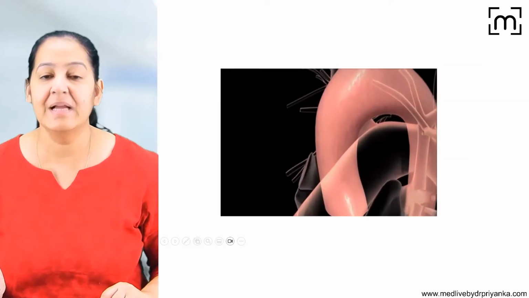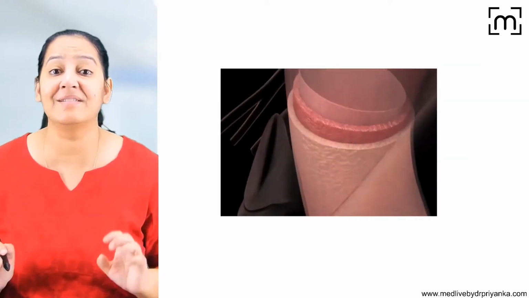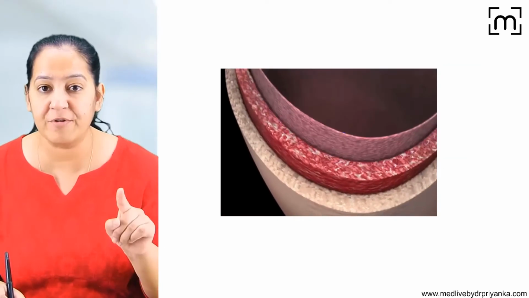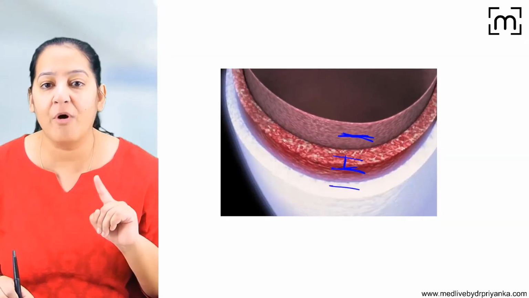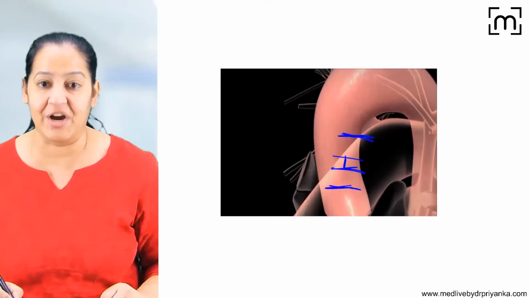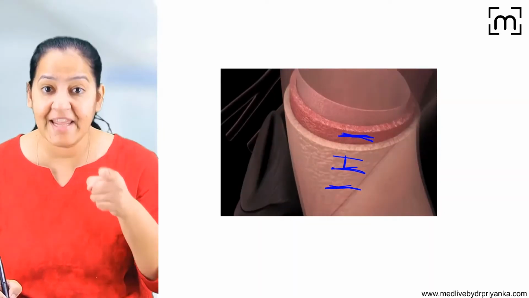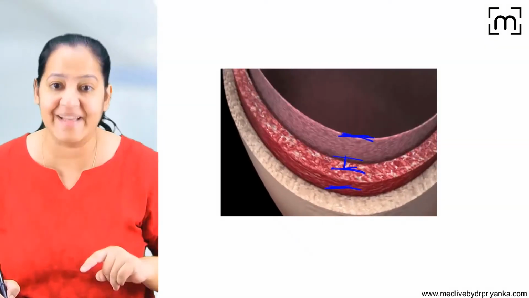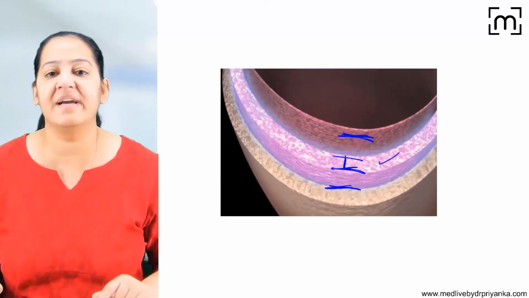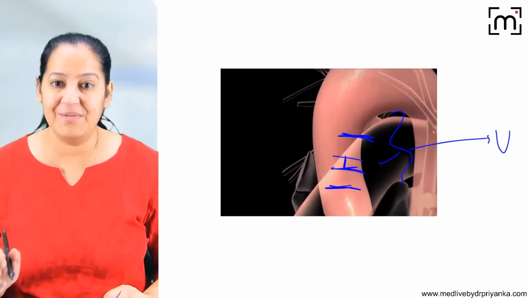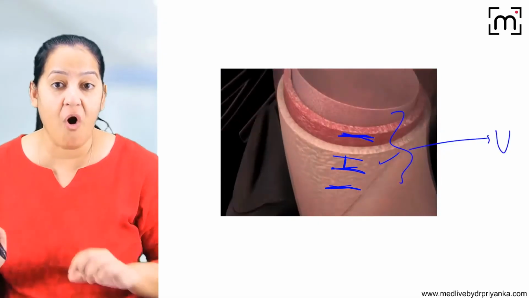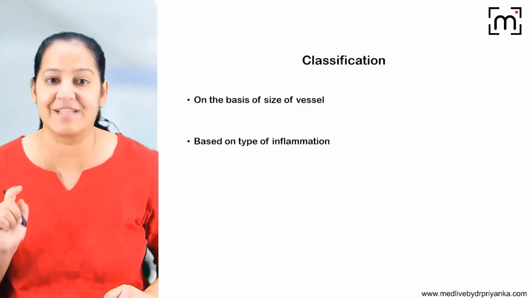There are 3 layers. So here also you can see the 3 layers in the wall of the blood vessel. I want you to appreciate the intima, the thickest one, the media, and the externa or the adventitia. So if inflammation is occurring in any of them, the intima, the media and the externa, though most of the time the media is involved, it is known as vasculitis. So this is the definition of vasculitis. It is an inflammation of the wall of the blood vessel.